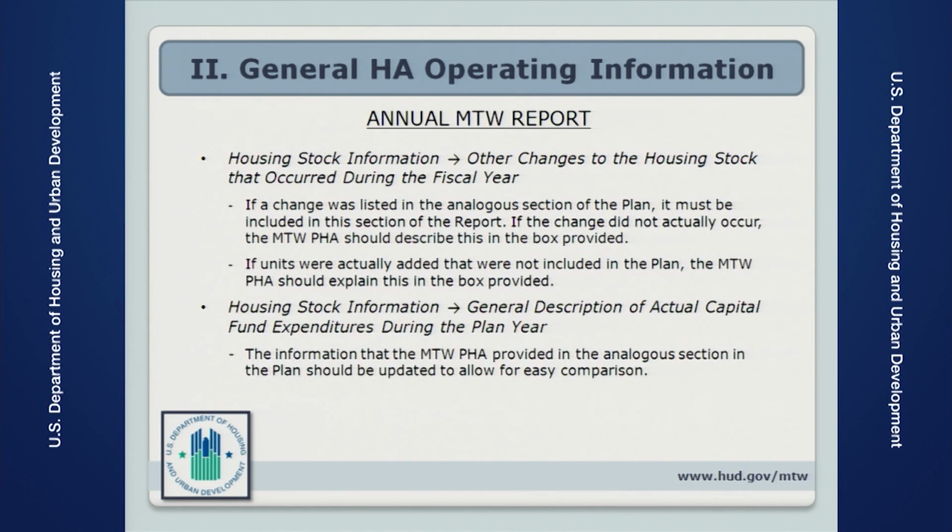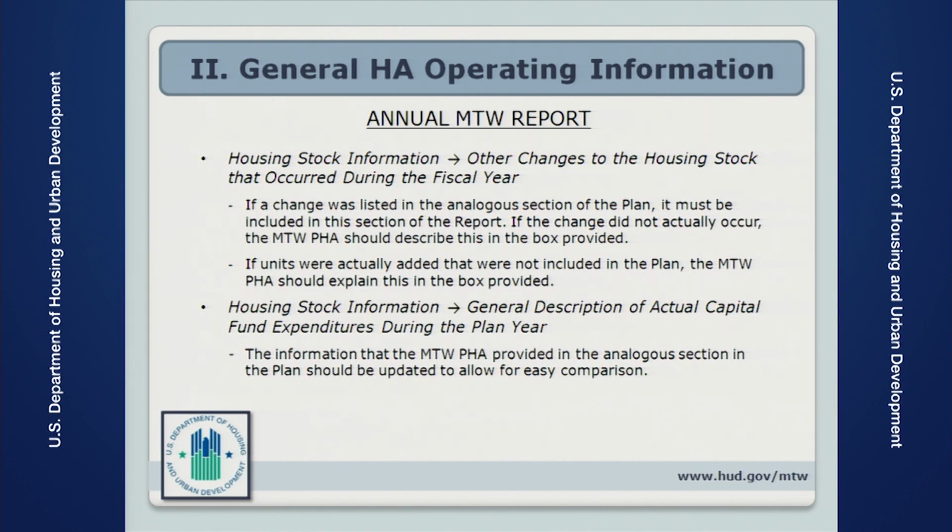Now we're going to transition to talking about the annual report requirements. Here, we're talking about other changes to housing stock that would occur during the year. There's an analogous section of the plan. In most of these sections, when you're reporting in the report, you'll want to just take the text that you had from the plan, update it to what actually occurred, and then make sure that you've made it clear the things that didn't occur. And there is no wrong answer if something didn't occur during the year. It's just trying to get an update, comparing back to the plan so that there is that consistency.